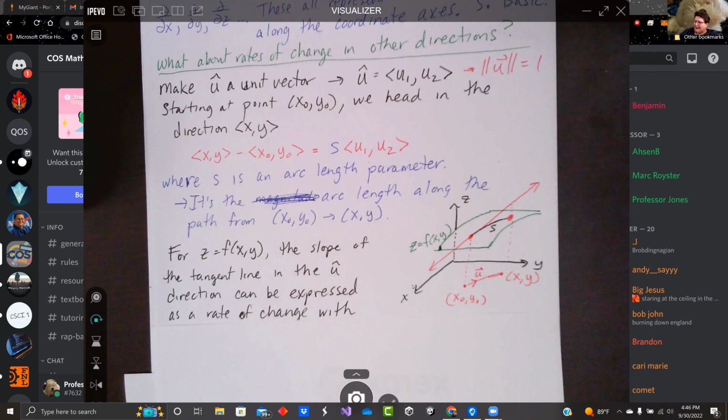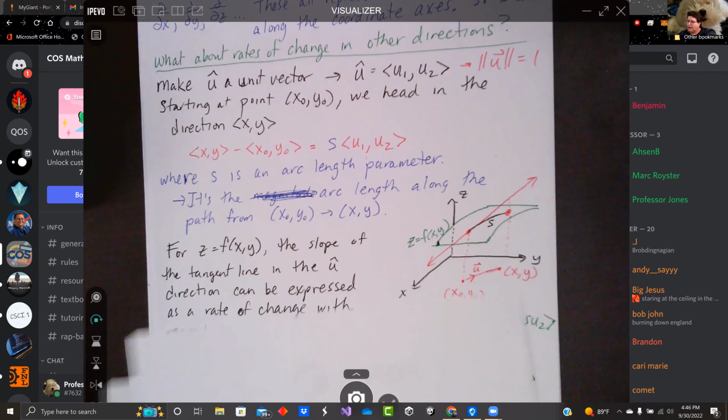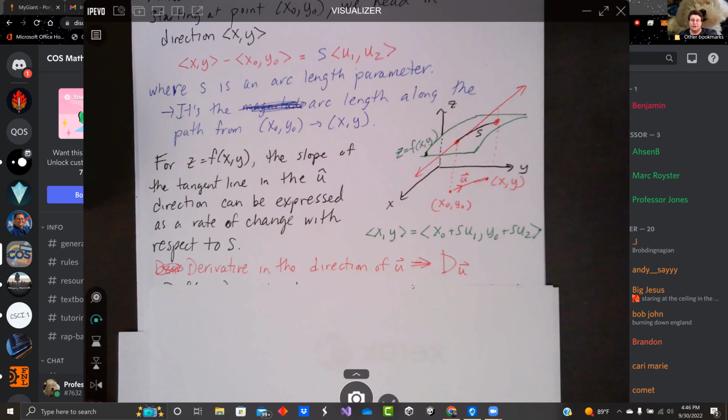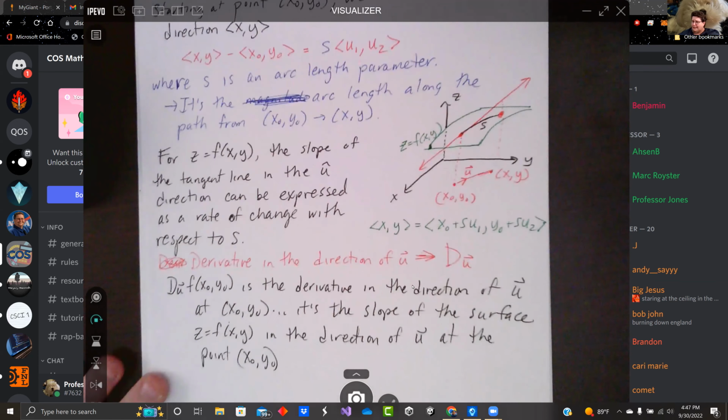The slope of the tangent line in the u direction at x naught, y naught can be expressed as a rate of change with respect to s. And when we do that, we call it the derivative in the direction of u, rather than along the coordinate axes. Our book uses capital D with a subscripted u vector, and we'll stick with that pattern. So the directional derivative in the direction of u at f of x naught, y naught is the slope of the surface z in that direction.